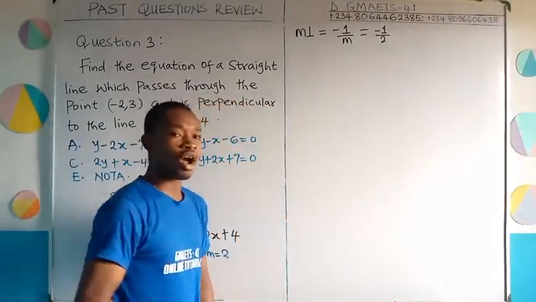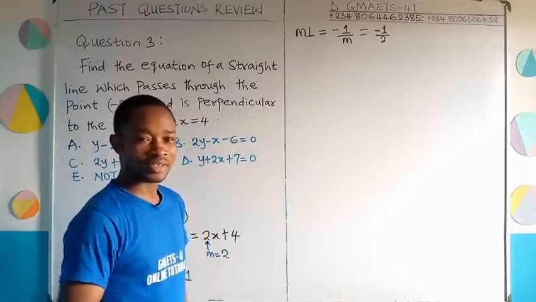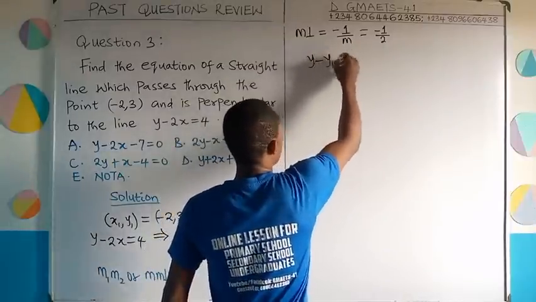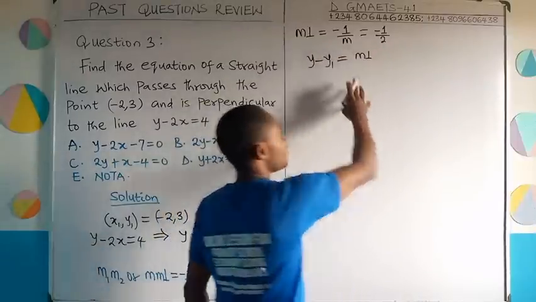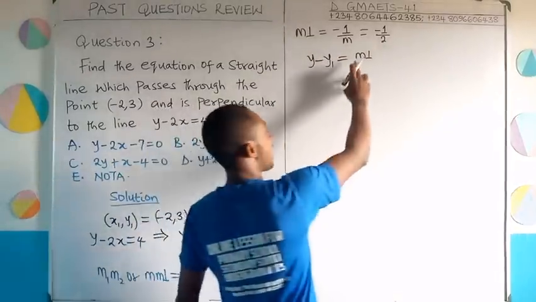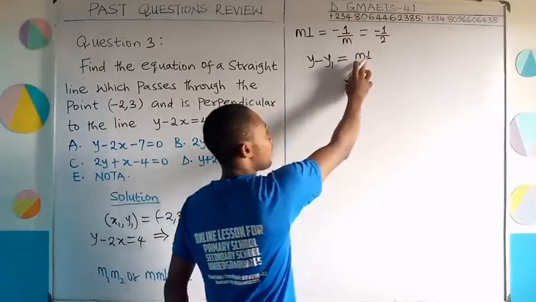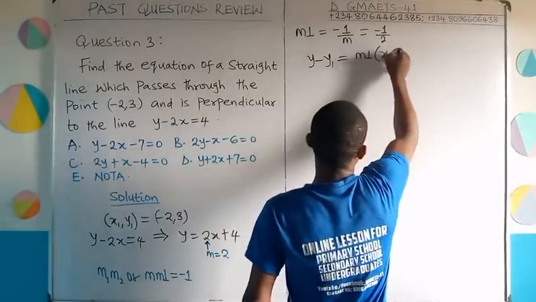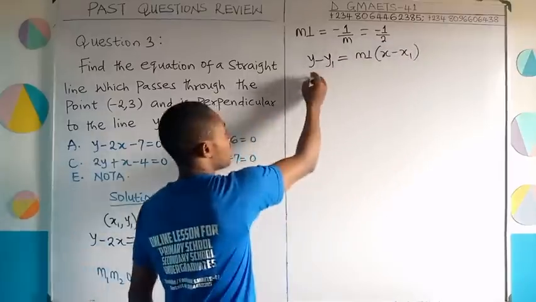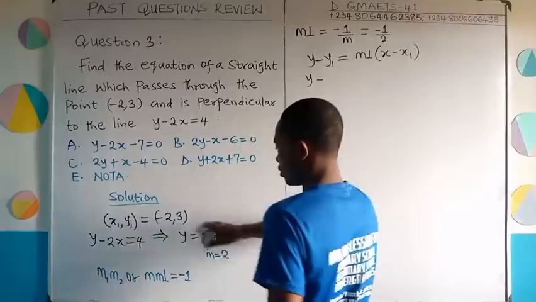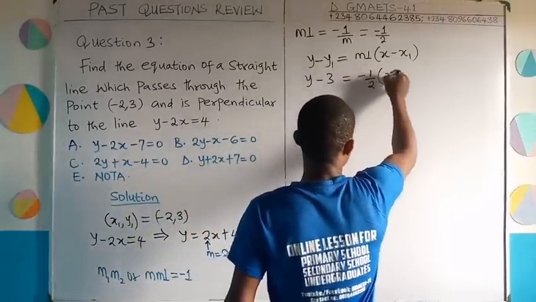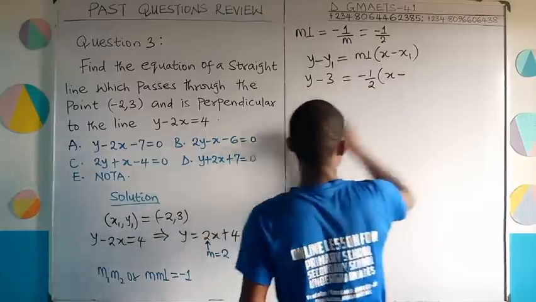We can now write the equation of a perpendicular line. And good enough, it is still similar to the one we saw previously. They are both equations of a straight line. The only difference is that in this case, we will no longer use m, which is 2, but we'll use m perpendicular, which is negative 1 over 2. So we're going to open bracket x minus x1 and then substitute. Let's do that. y minus 3 equal to negative 1 over 2, open bracket x minus x1 is minus 2.